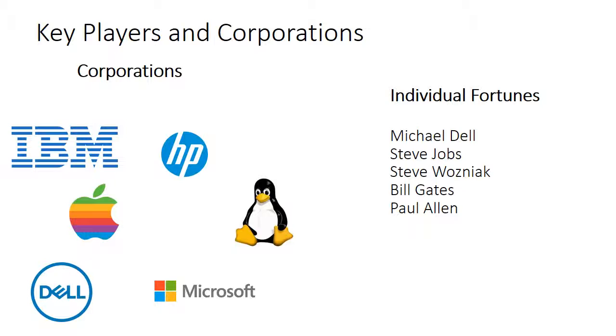The old Apple symbol with the apple here is another personal computer company that eventually became a tech giant with the modern Apple company that is today. The Linux operating system, Microsoft and Dell are all major corporations that were started during and developed computers during the modern era. Individual fortunes were made by people such as Michael Dell, Steve Jobs, Steve Wozniak from Apple, Bill Gates, and Paul Allen from Microsoft.